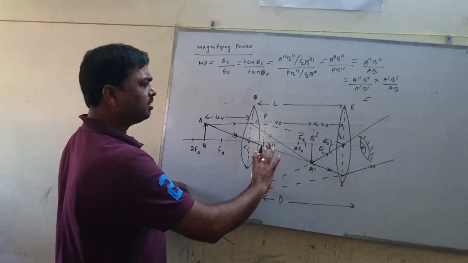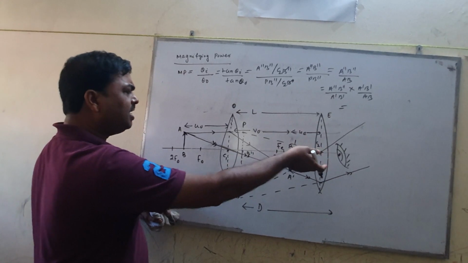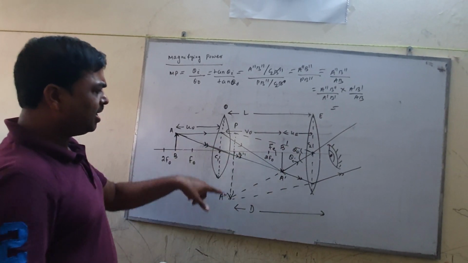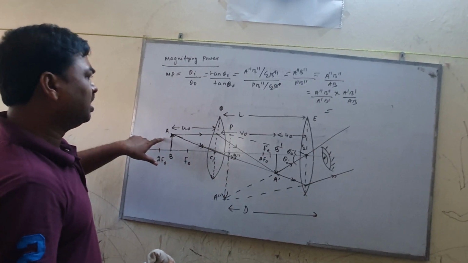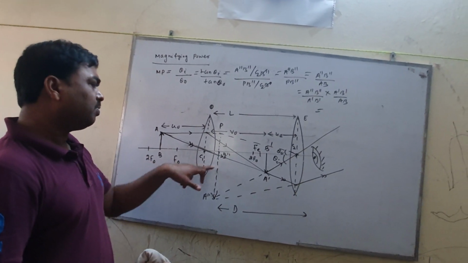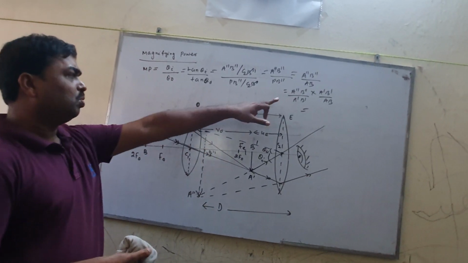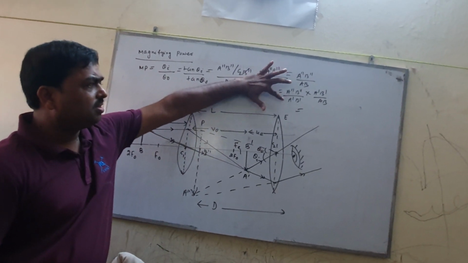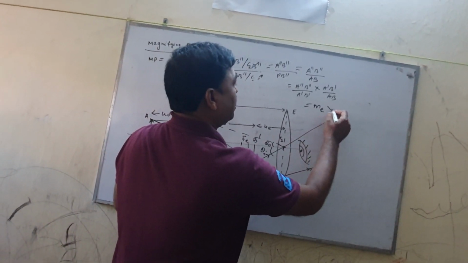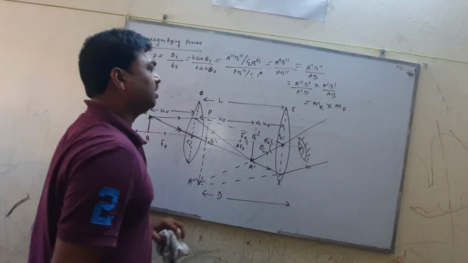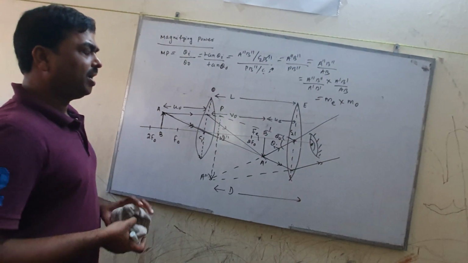This is the final image, and A'B' is the object for the eye lens. See, look at this: the final image is erect with respect to the virtual object, inverted with respect to the real object. So this is the image height for the eye lens, the object height for the eye lens. This is the linear magnification of the eye lens, and this is the linear magnification of the objective lens. ME into MO. This is the general formula of the compound microscope.